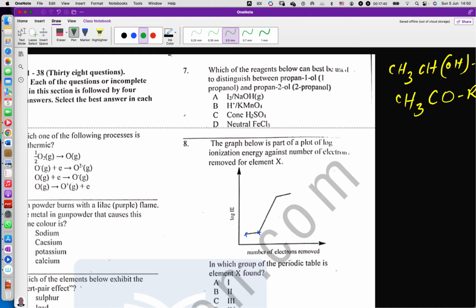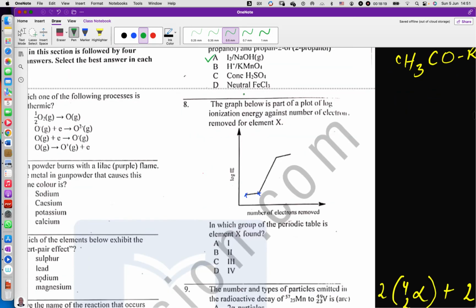So it is only A. The reagent A will give us a yellow precipitate of triiodomethane. So this reagent is used as an iodoform test, or what we call a triiodomethane test. And when it reacts with propan-2-ol, we will have a yellow precipitate of triiodomethane. So A is the right answer.